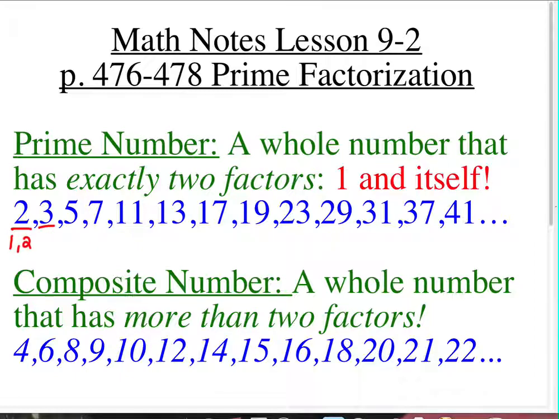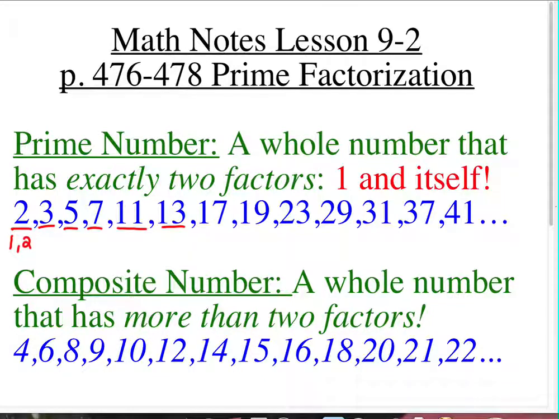3 can be divided only by 1 and 3. 5 can be divided only by 1 and 5. 7, the factors of 7 are 1 and 7. The factors of 11 are 1 and 11. And 13, 1 and 13. So on and so forth. I got all the way up to 41 and I decided to quit there. There are certainly many, many more beyond 41. But we're thinking of numbers that have only 2 factors. Only 2 numbers that it can be divided by, and that would be 1 and itself.